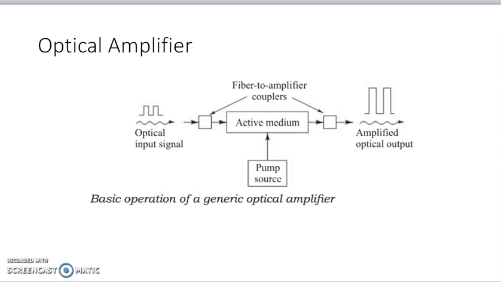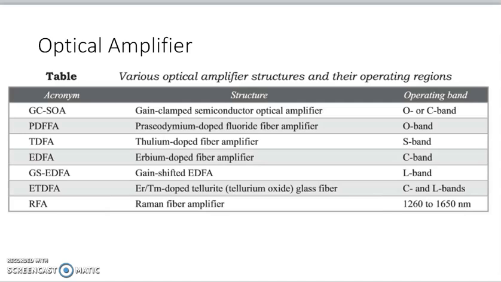So various optical amplifiers are there, and for each and every optical amplifier, what active medium we are using and what pump source is used in the amplifier, it gives us the amplification. So here are the different types of optical amplifier structures and their operating region.